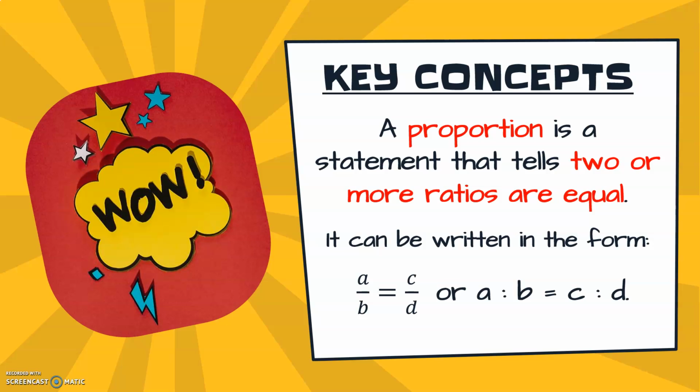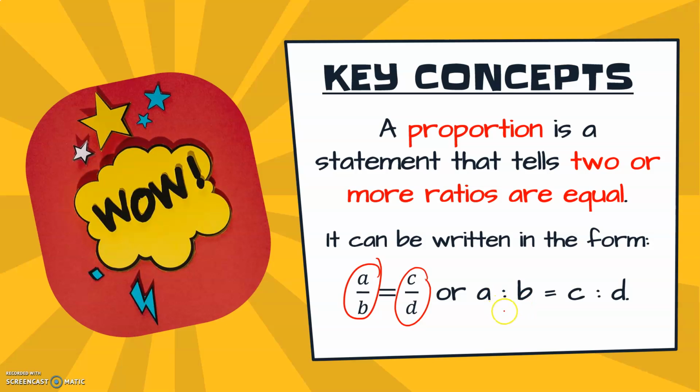A proportion is a statement that tells 2 or more ratios are equal. A proportion can be written in the form A over B, this is our first ratio, equals C over D, this is our second ratio. Again, for us to consider them proportional, they should be equal.